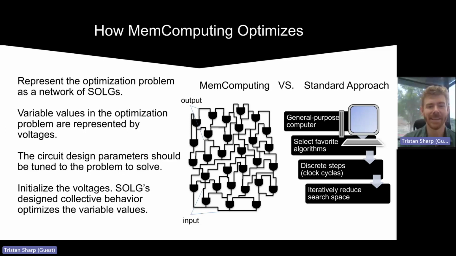So contrast that with the standard approach to optimization, where you can use a general purpose computer. You're going to select your favorite algorithms, which may have come from researchers working hard for decades. And then this computer will have discrete steps in essence, right? Clock cycles. And typically you're iteratively reducing the search space for your problem. So at the end of the day, MIM computing is just a completely different approach to try to solve problems.